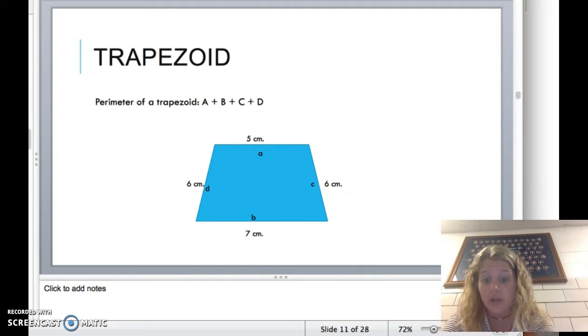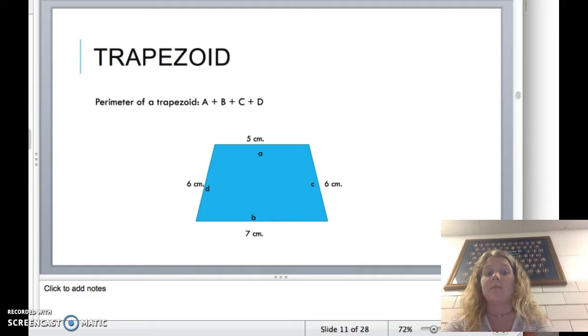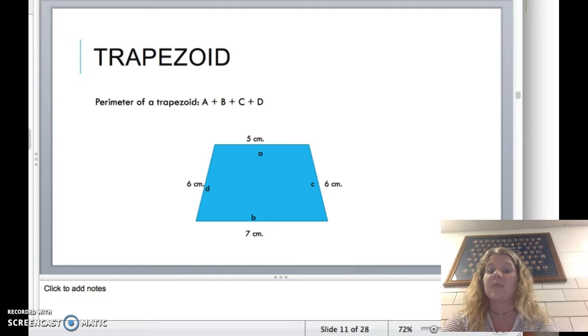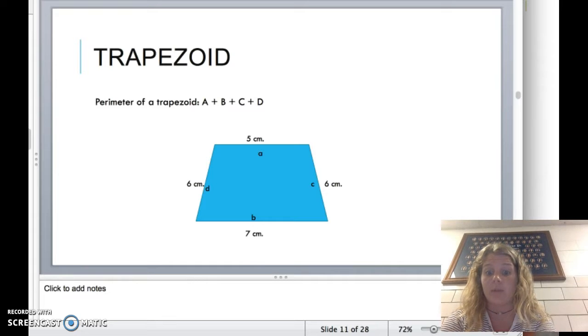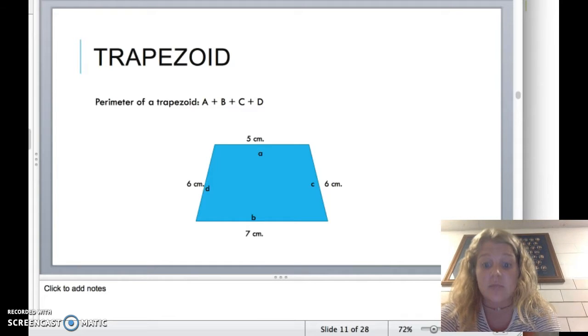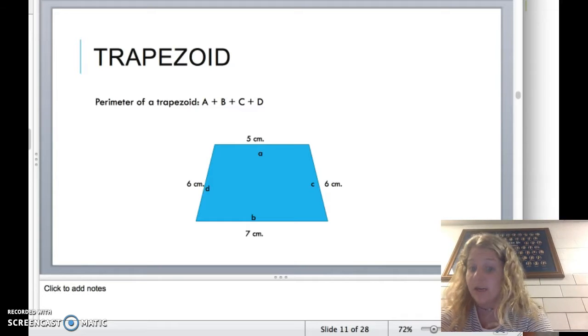And then we know that the perimeter of a trapezoid is A plus B plus C plus D. So it would be 6 plus 6 was 12, plus 7, which is 19, equals 24 centimeters, and that would be the perimeter. And just something to remind the students is when they do areas that all numbers should be squared.